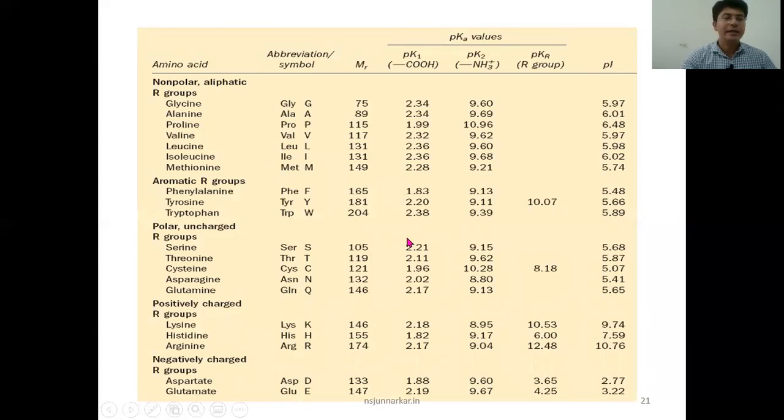Here the table indicates the different amino acids. The pK values of the carboxyl group and the amino group are shown, and the isoelectric point for each amino acid is also shown. You can see that there are only seven amino acids which have ionizable side chains, and they also contribute to the pK values.